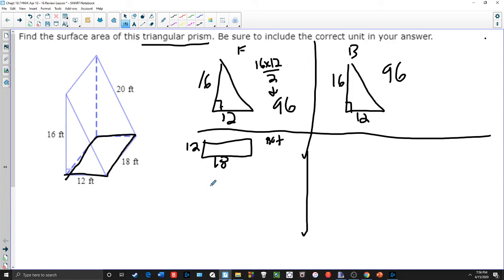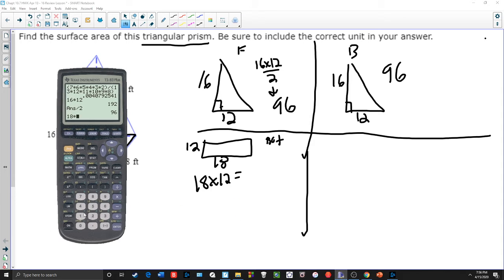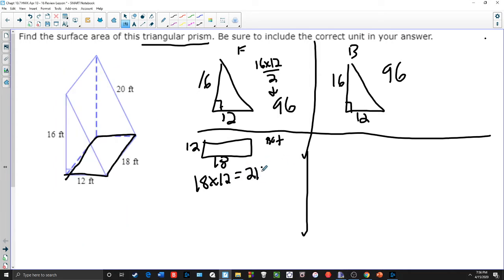And the way you get the area of a rectangle is you do 18 times 12, base times height. And we end up getting 216. So that's the area of the bottom rectangle, this one right here.